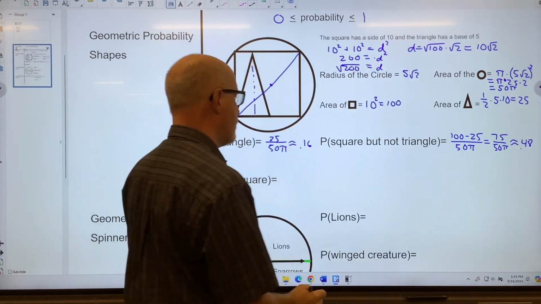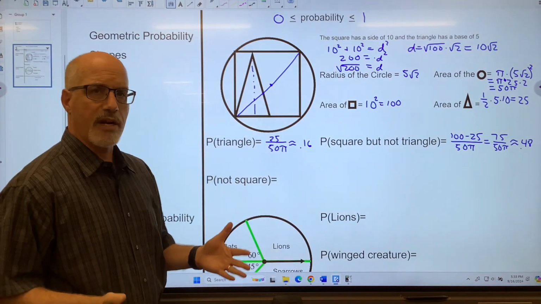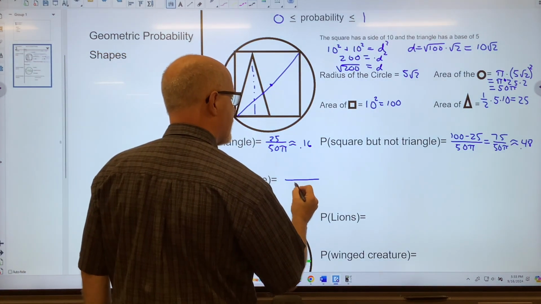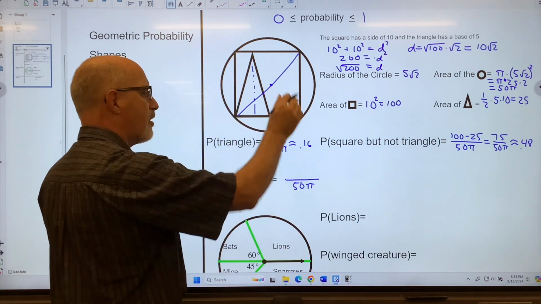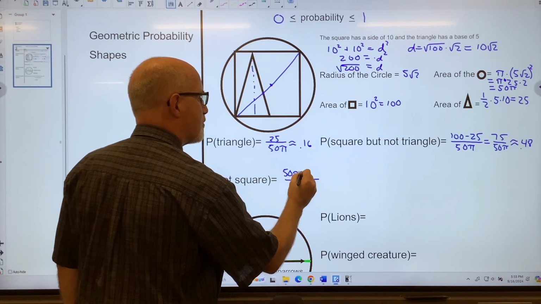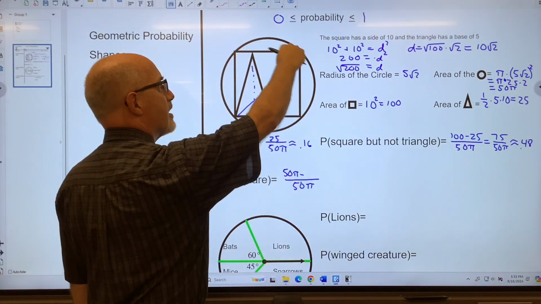If I round it to 2 decimal places. All right, now let's do the not square. Now this one again, if the circle's my entire area, I'm going to put this over 50 pi. My entire area is 50 pi.